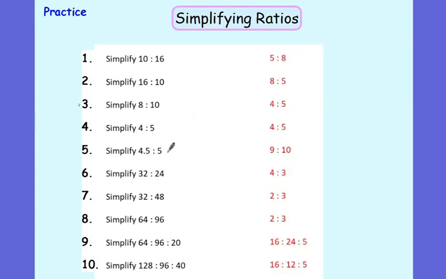And these are the answers. Please check how you did. You'll notice that 3 and 4 are exactly the same, because I can multiply 4 by 2 to get 8 and 5 by 2 to get 10.